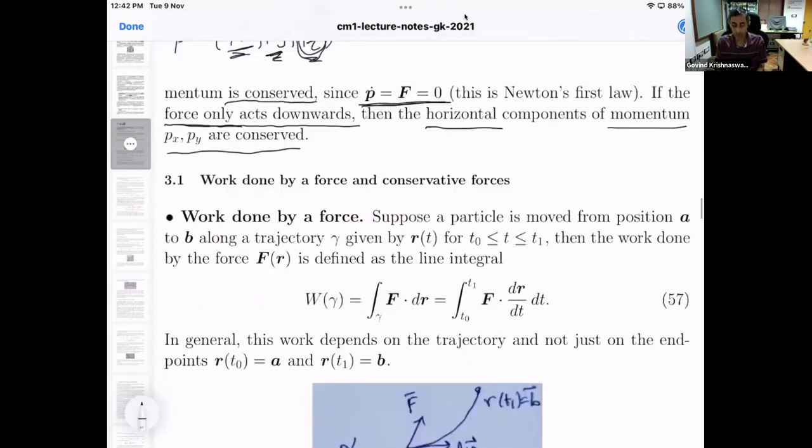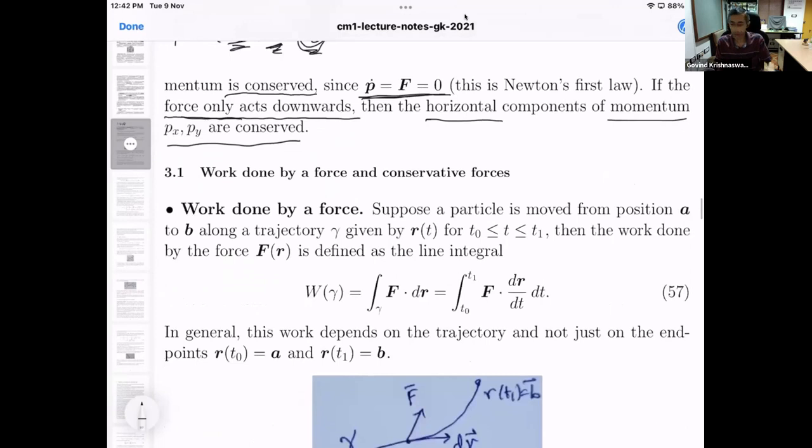Work done by a force, which will help us also to introduce the concept of a conservative force. Here we are going to make use of our earlier study of vector calculus, vectors and line integrals and so on. Let us remind ourselves what the work done by a force is. We were a bit cavalier about this earlier. Let us be a bit more precise.